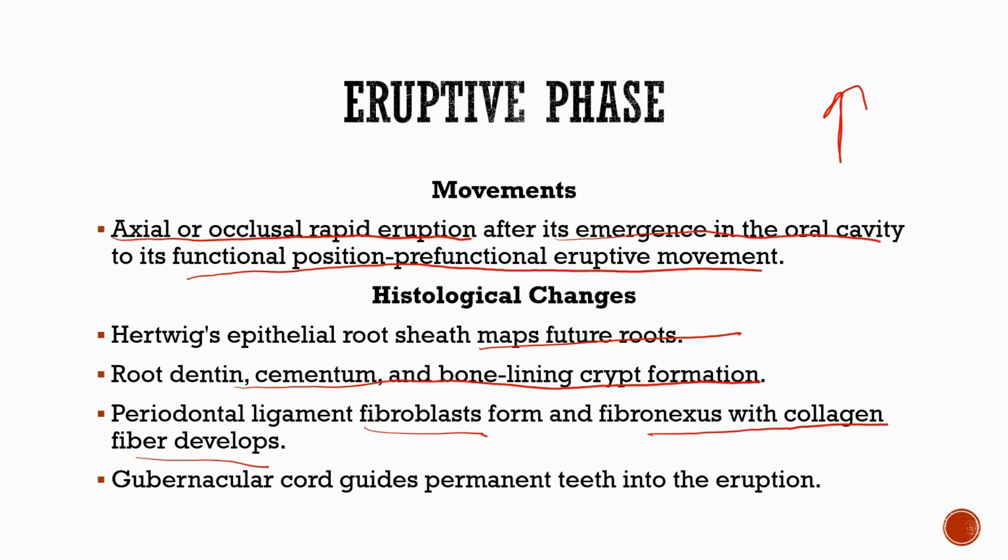Gubernacular cord guides the permanent teeth in the eruption. It helps in the movement and the direction for the upright position for the functional occlusal.